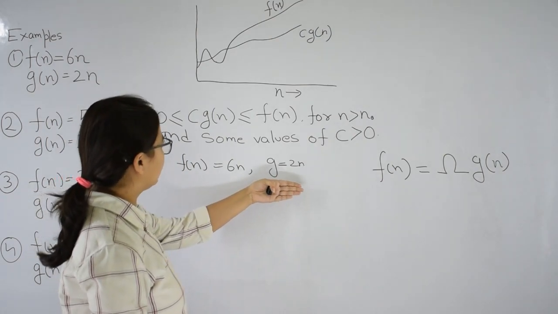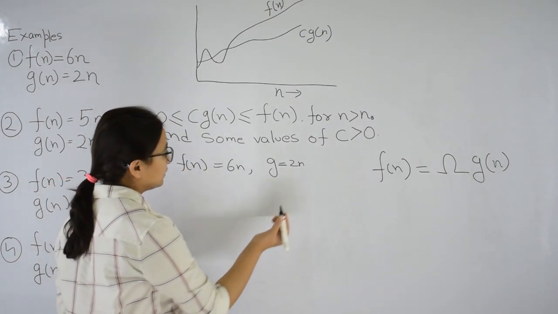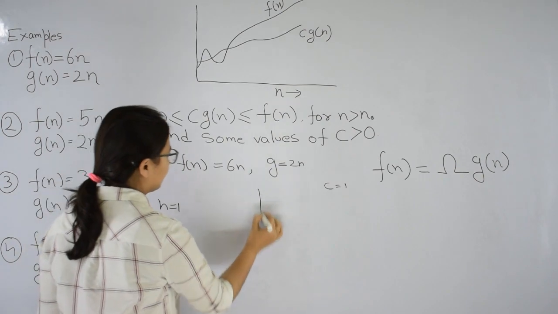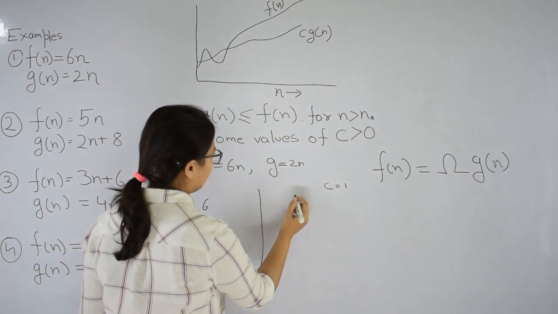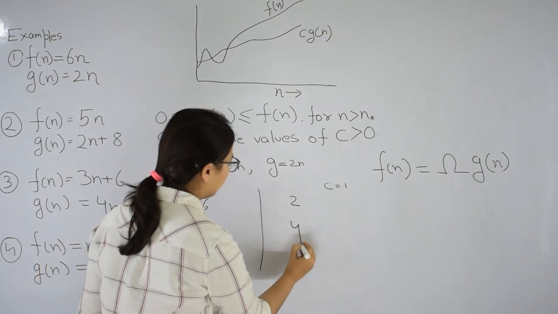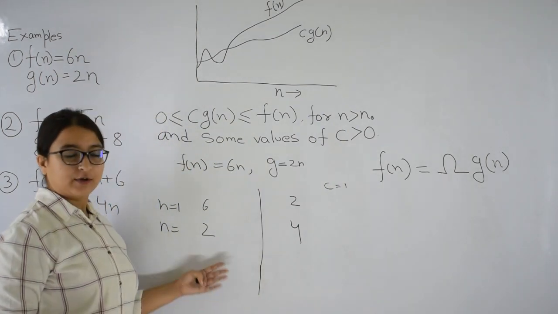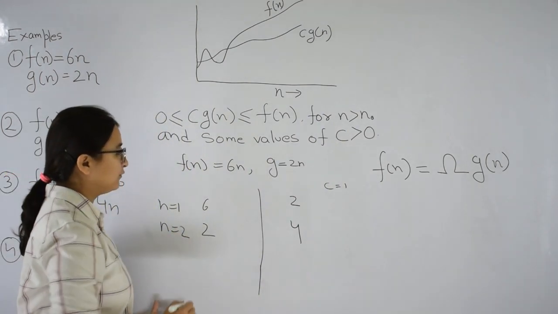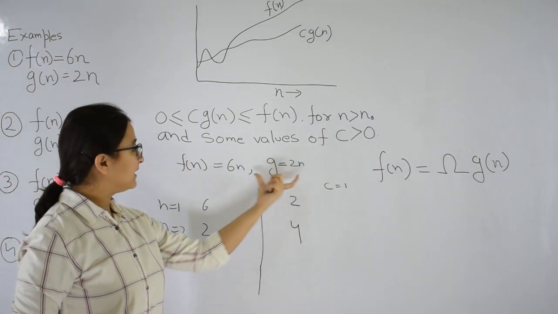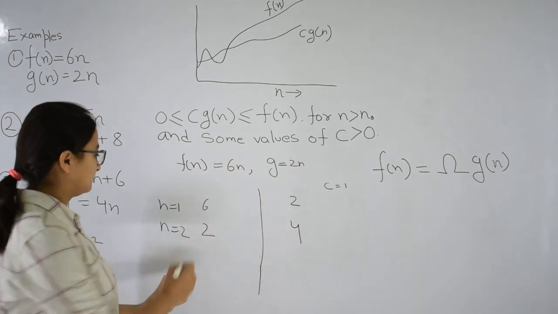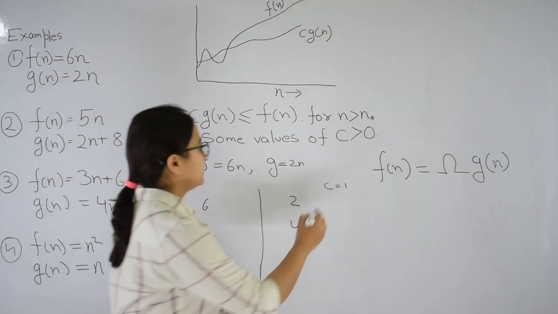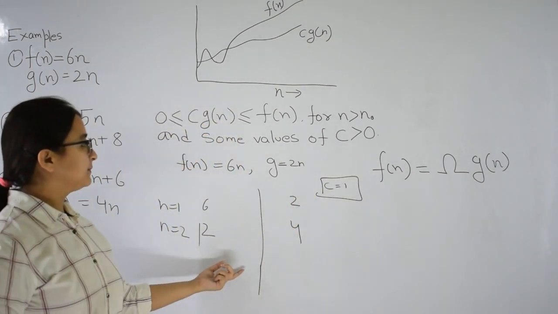What we have to prove? We have to prove that this one is less than this. Let's try for c is equal to 1. For c is equal to 1, at n is equal to 1, this one will be 6, this will be 2. At n is equal to 2, this will be 12, this will be 4. And for further values of n, you can try it for yourself. Put n is equal to 2, 3, 4, 5, 6, and you will find that for c is equal to 1, this will be less than this one. So we can say that for c is equal to 1, our equation is being satisfied.